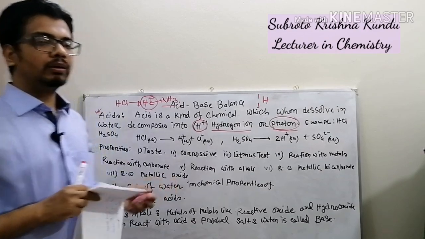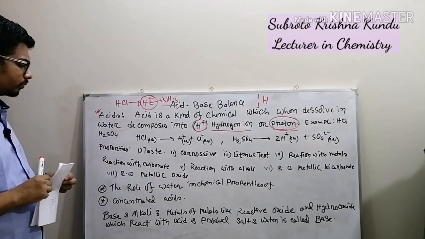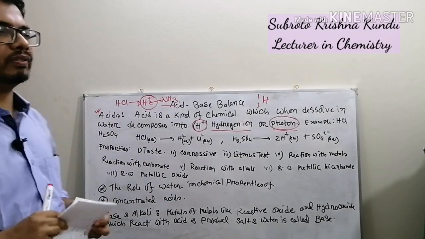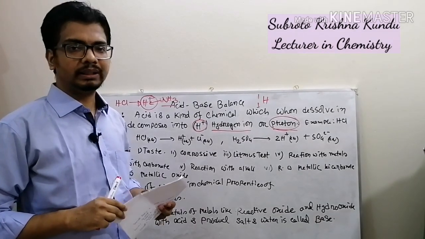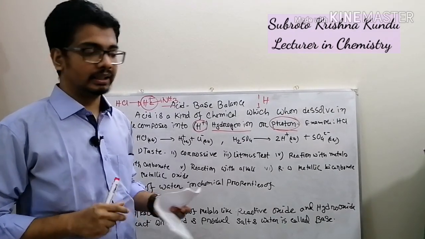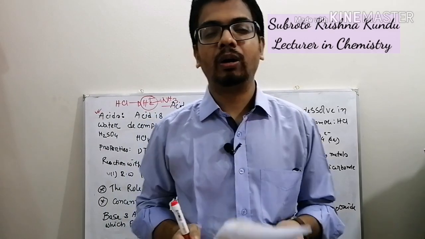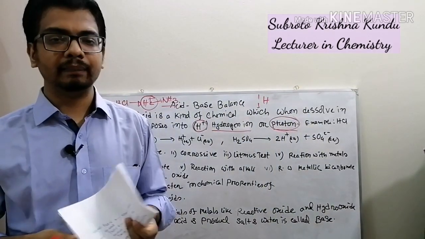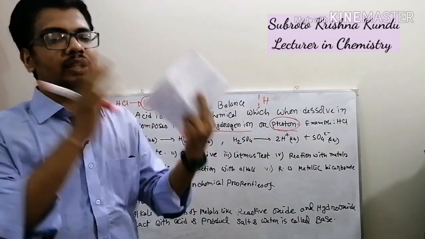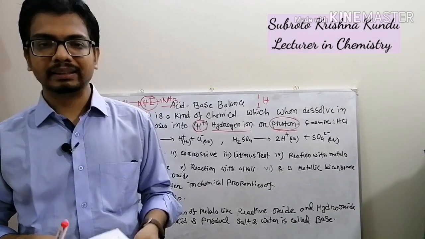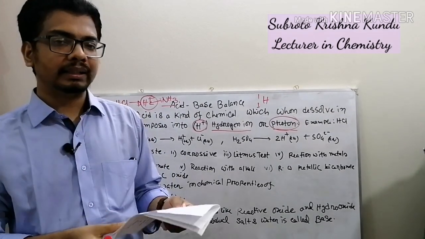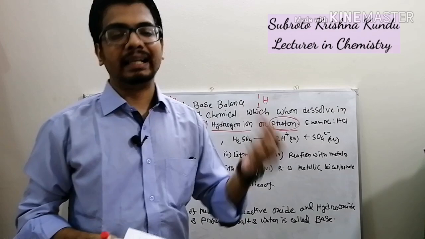Okay, now we discuss the properties of acid. The acidic properties: acids have some properties which are identical to each other. That means they have some extra properties which can define an acid.